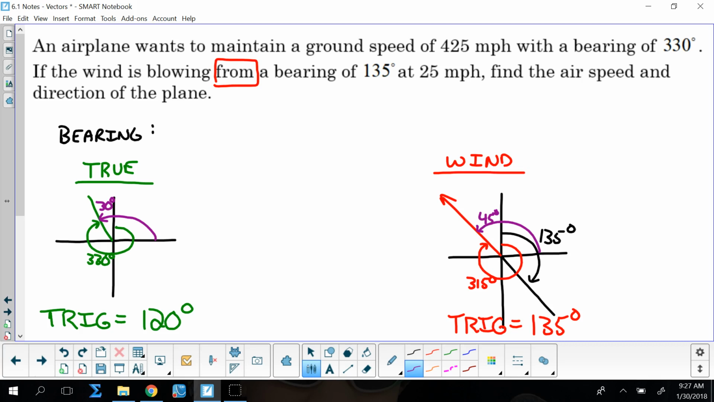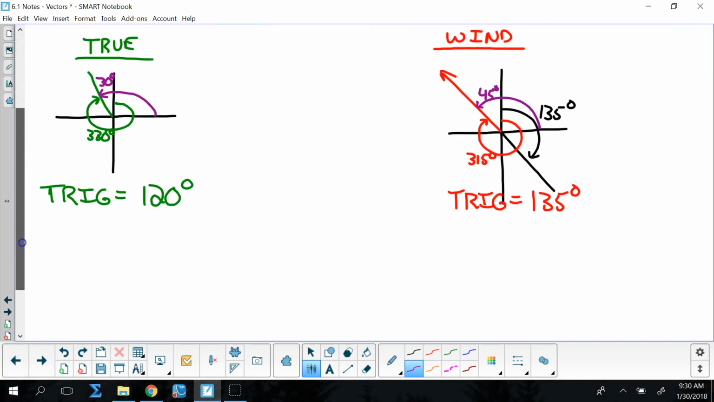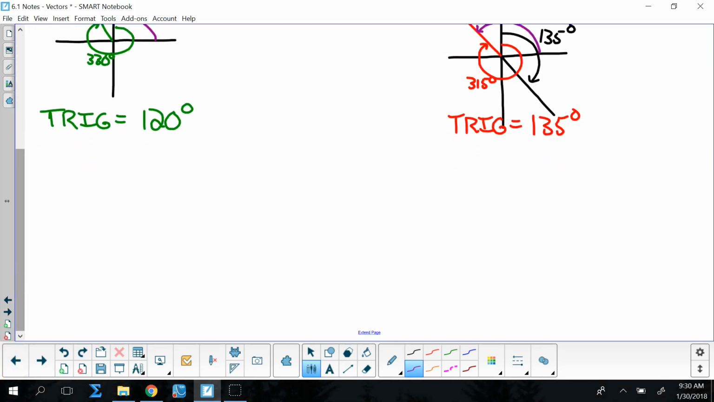Okay? Lukey. How'd you get 315? Because I added 180 degrees to 135. Because if it's blowing from, that means it's blowing straight in the opposite direction, which is 180 degrees. Okay? Now we should have enough information to do that problem. Okay? So we can find those two vectors. So my, oops, I should put true in there first.